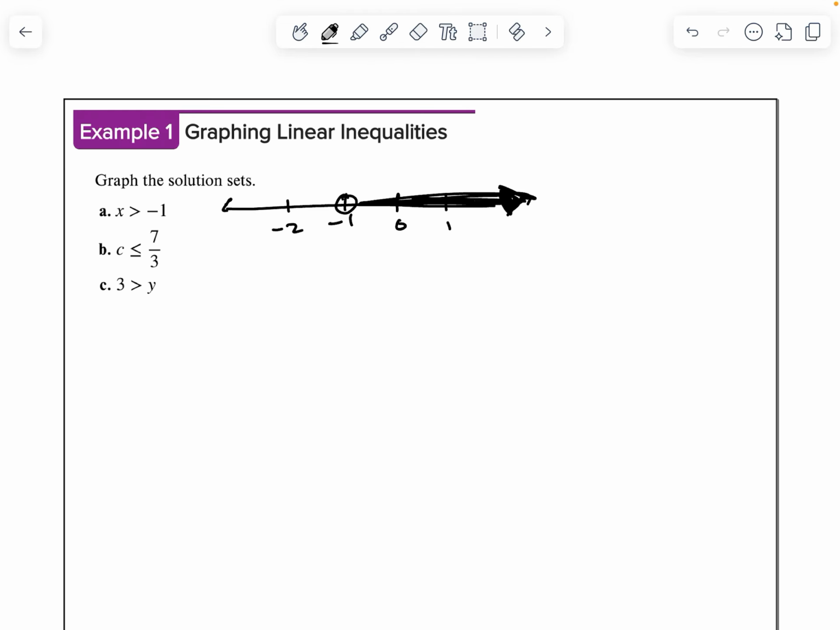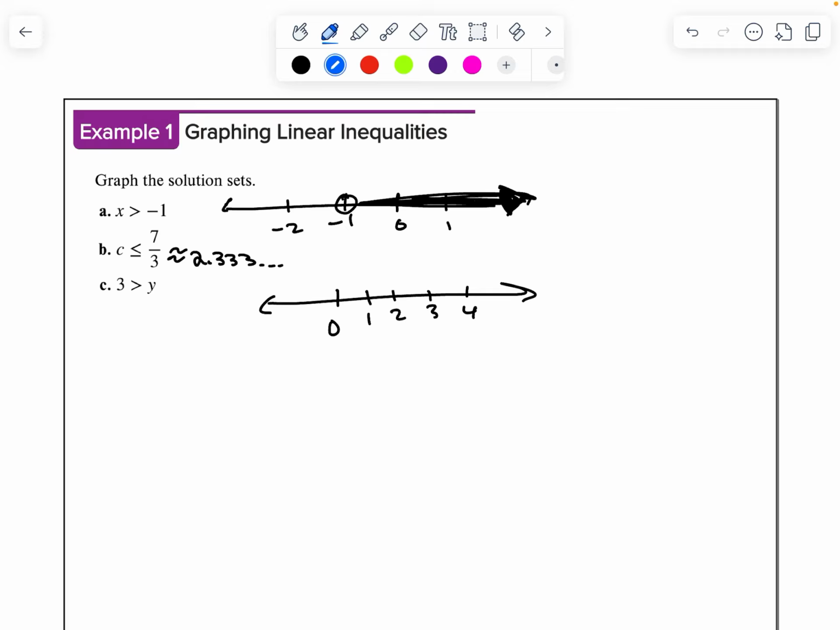C is greater than or equal to 7/3. If I type 7/3 in my calculator, I actually get the number 2.333... That gives me an idea of where that number is on a number line. So it's between 2 and 3. 0, 1, 2, 3, 4. That number's somewhere between those two.